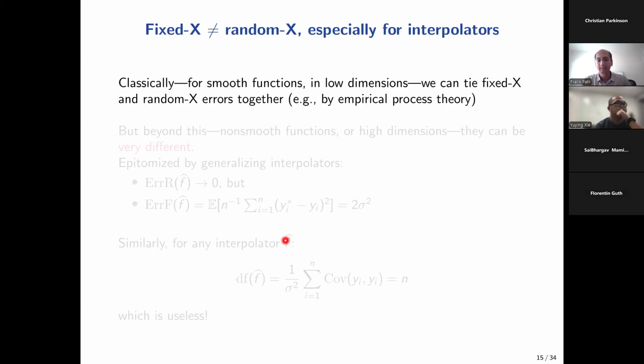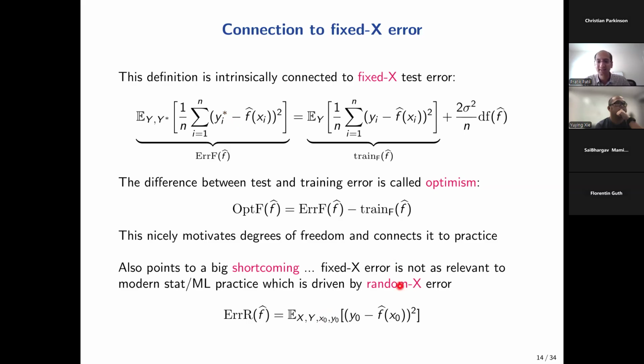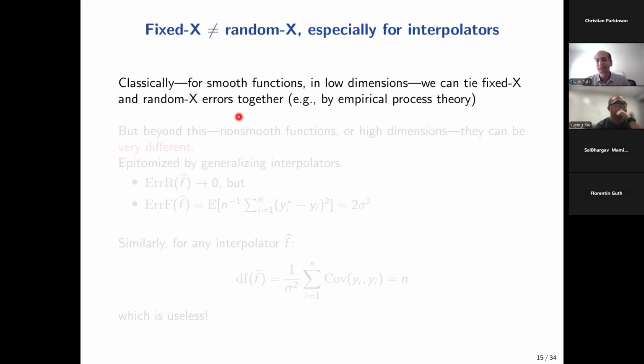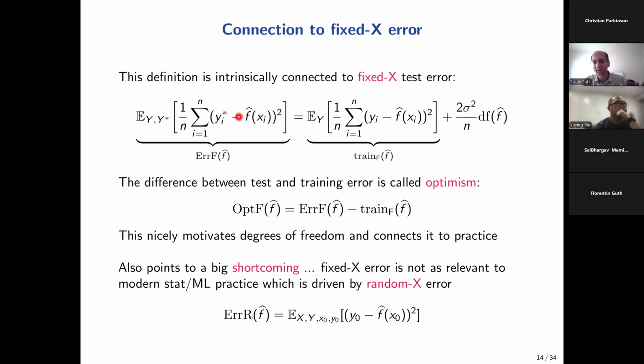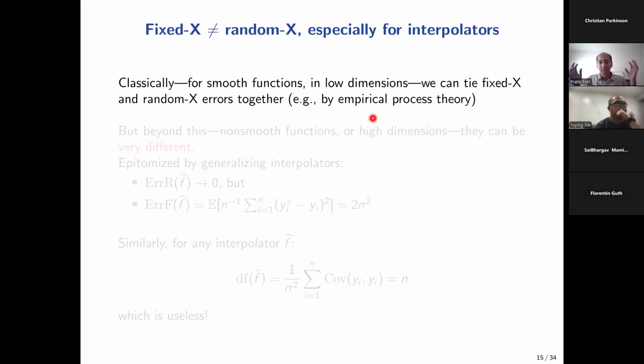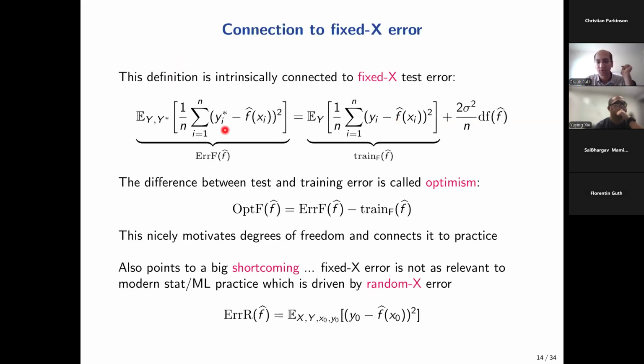Now, classically, the reason people were okay with this fixed X error is that the fixed X error and the random X error, for some class of problems, are not too different. In fact, the entire empirical process theory tries to give you bounds between the fixed X error and the random X error in terms of some function class. If you're fitting your f hat, and doing some ERM over some function class, then the difference between the two can be bounded by some notion of dimension of the class. As a rough heuristic, for smooth problems, where your f hat and f are both smooth, or you're in low dimensions, the two things are not too different. And so these two errors would not be that different.